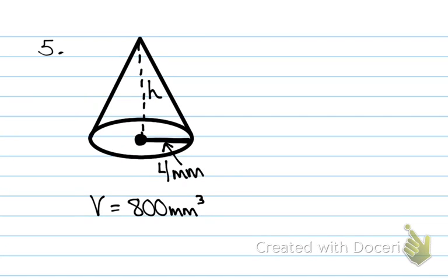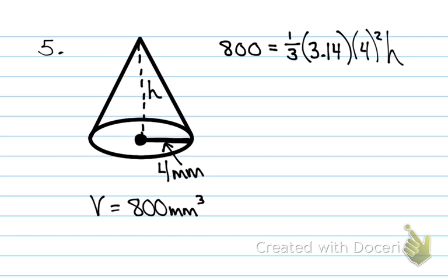All right, so what formula am I using? Maya? V equals 1/3 pi r squared h. Very good. So V, it already tells me, is 800. So plug that in for V. 1/3, what is the value I use for pi? 3.14. And then what is my radius? 4 squared. 4 squared, and then I don't know h, okay?